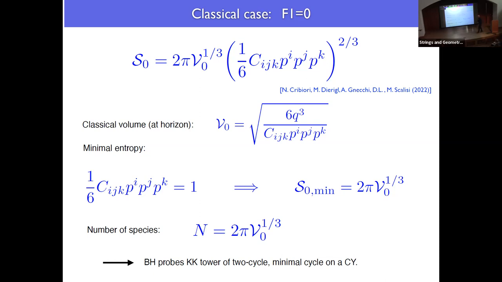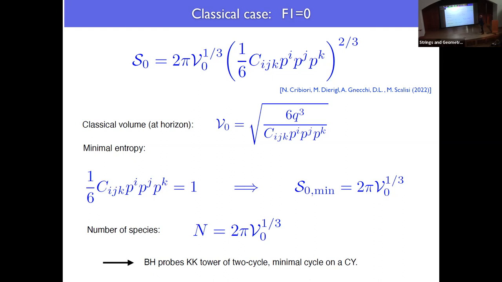Now, coming back to our original problem, we want to determine the number of species from the entropy. So what we can do is basically put all the magnetic charges again to one. This is the minimal choice, or say better in this case, we put this product over the intersection numbers times the magnetic charges equal to one. So the prefactor is basically one, and the minimal entropy is 2π V0 to the power 1/3. And I think this is interesting and also makes sense. So the number of species is now given by the third power of the overall volume of the Calabi-Yau space.